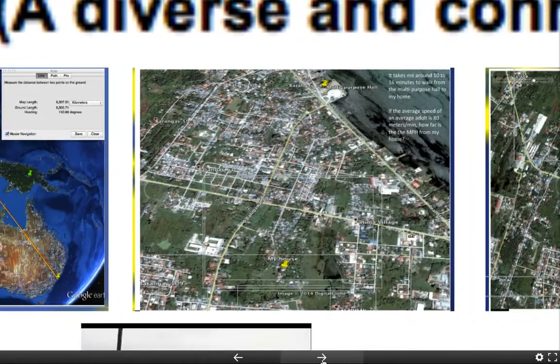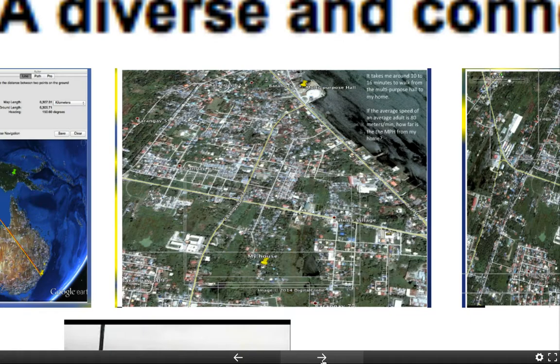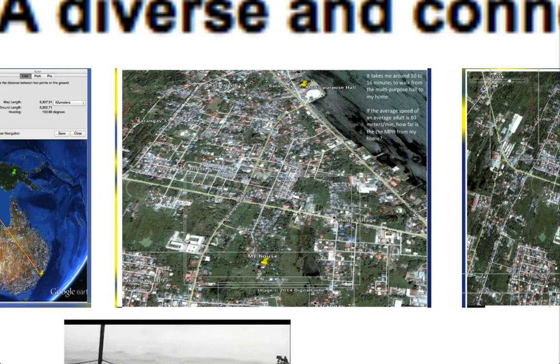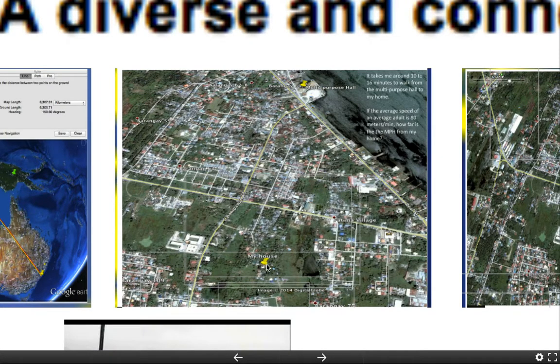So I have role modeled. Now this time around, I like them to do it. So I go even smaller to my home country and tell them, this is my hometown, a city called Tacloban City. And I'll tell them that this is where my house is, and this is where the multipurpose hall is. I will tell them that it takes me around 10 to 15 minutes or 16 minutes to walk from my house to the multipurpose hall. And if I say to them that the average speed of an average adult is 80 meters per minute, how far is the multipurpose hall from my house?